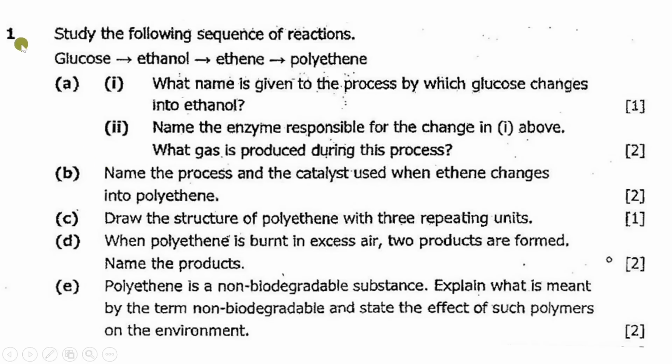Then this is another question from, I think, the same year, section C. Study the following sequence of reactions. Glucose goes to ethanol, ethanol goes to ethene, ethene goes to polyethylene. Then they're saying A, Roman numeral 1, what name is given to the process by which glucose changes into ethanol?